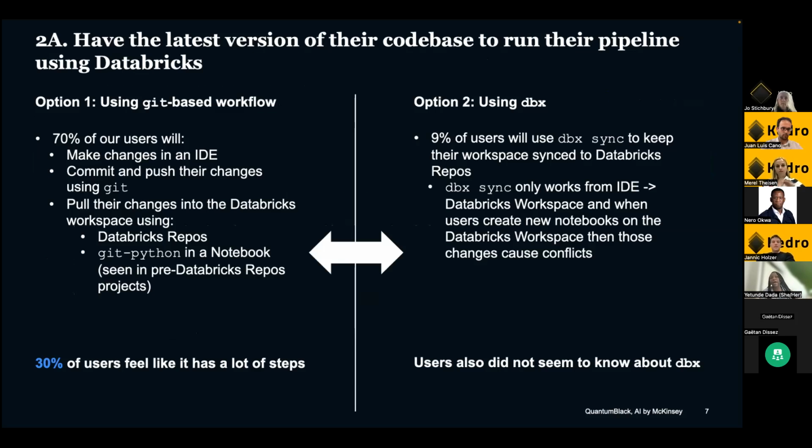So the first journey is how do I make sure that I have the latest version of my code base in the Databricks workspace? So it assumes I'm making changes in my IDE and then pushing those changes somehow to the Databricks workspace so I can run my code. So with this one, the most common workflow was using some sort of Git-based workflow. So if you picture this, you would make your changes in your IDE, hop over to the terminal, which is also in your IDE, do your Git commit, and push your changes on a branch. Then pull the changes in the branch on your Databricks workspace, and then you'd be good to go.